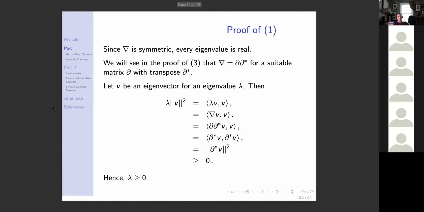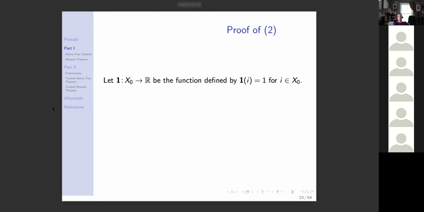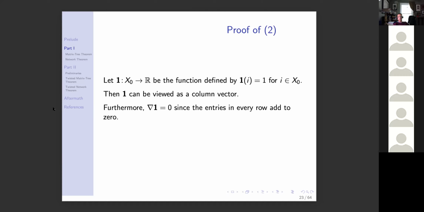And that's modulo the assumption that the Laplacian, which I also call nabla, can be written in this particular way. So the proof of part 2, that 0 is an eigenvalue, is extremely easy. Let 1 be the function which is identically 1 on every vertex. Think of that as a column vector which has 1 in every entry. The reason why nabla of 1 is 0 is because of the way the Laplacian is defined. The entries in every row add up to 0 in the Laplacian, because the diagonal entry is the sum of all the other entries in any given row. So this vector 1, boldface 1, is an eigenvector with eigenvalue 0.